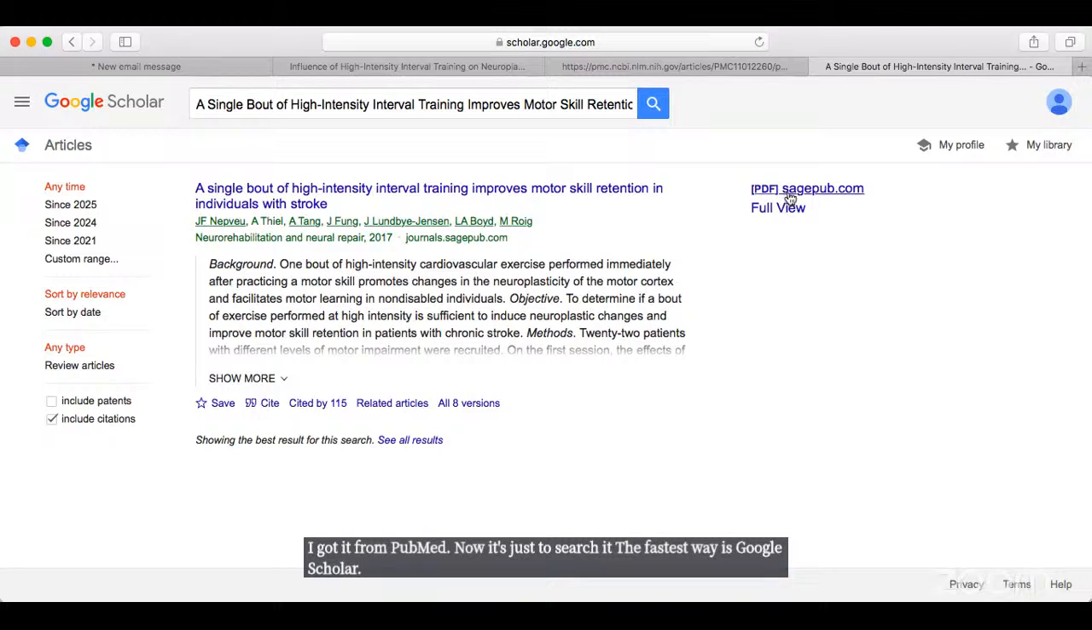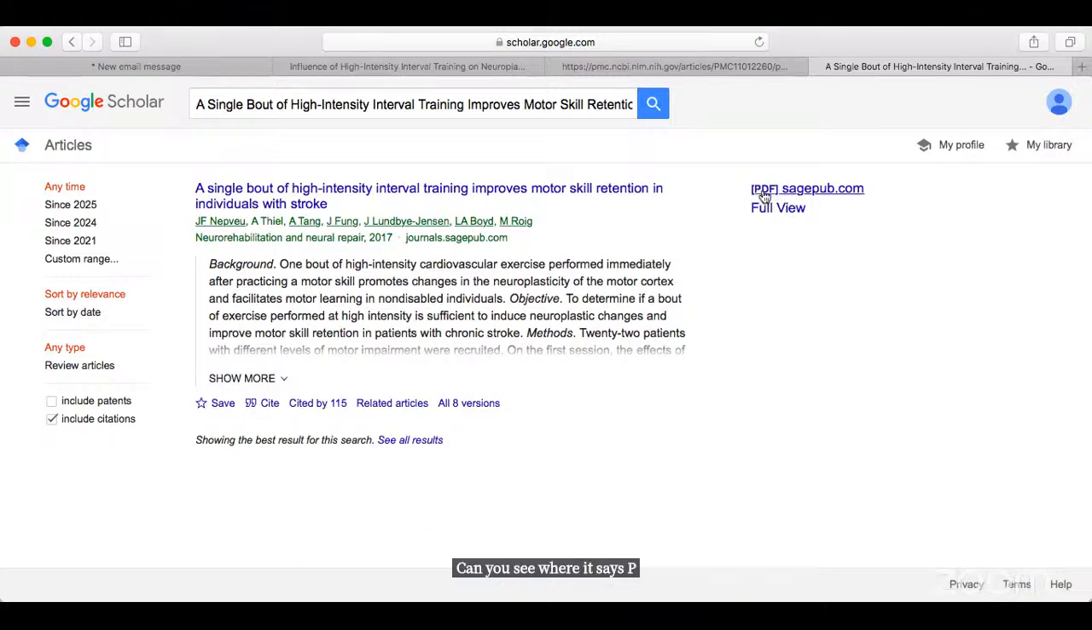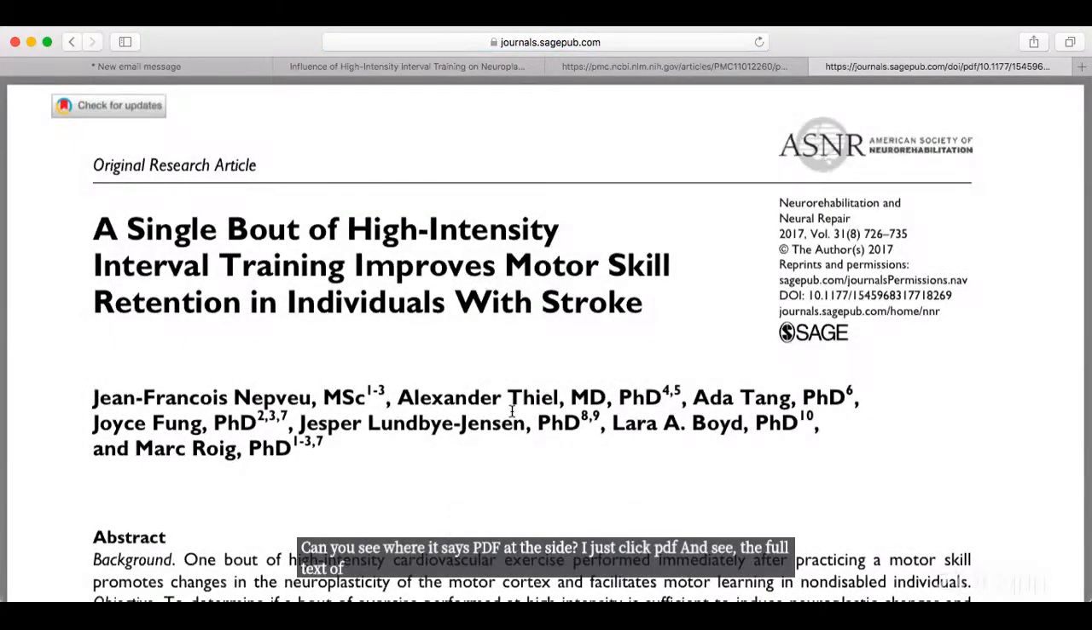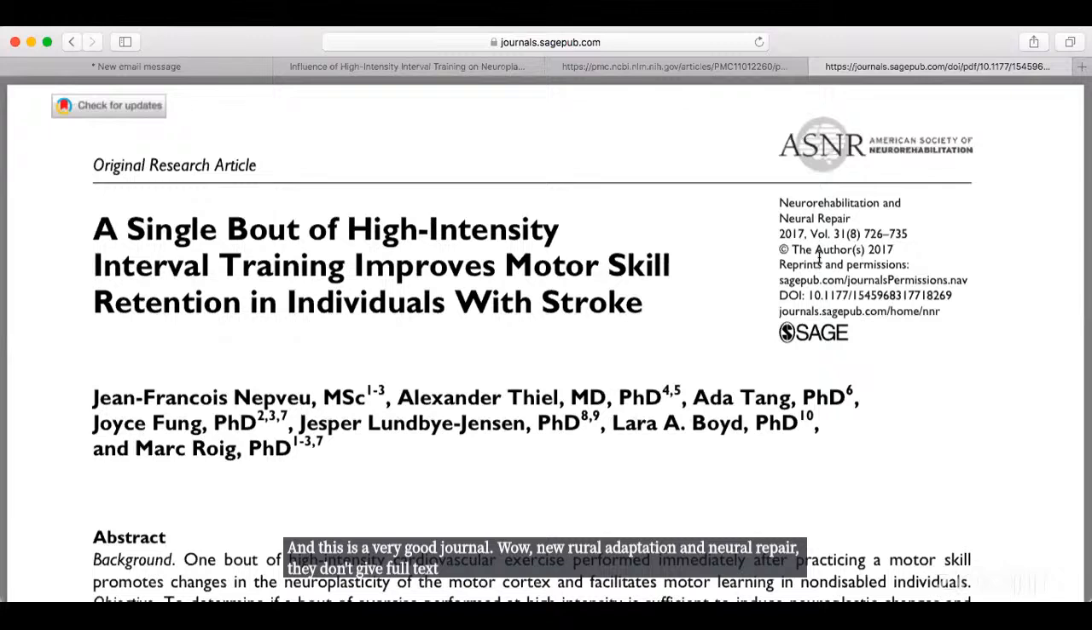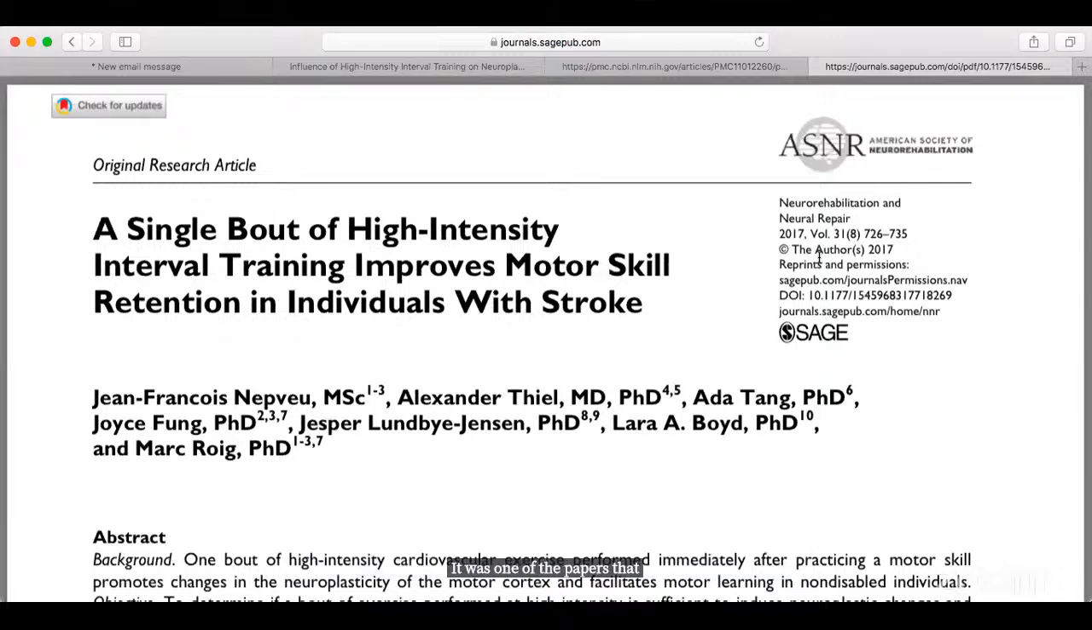Can you see where it says PDF at the side? I just click PDF and see the full text of the article is there. And this is a very good journal. Wow, Neurorehabilitation and Neural Repair, they don't give full text. I don't know how we got the full text. It was one of the papers that I used to read when I was doing my PhD, because it's a very, very strong journal at that time. I don't know now, maybe it's even better or less.